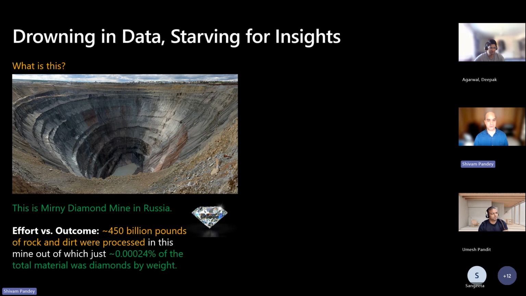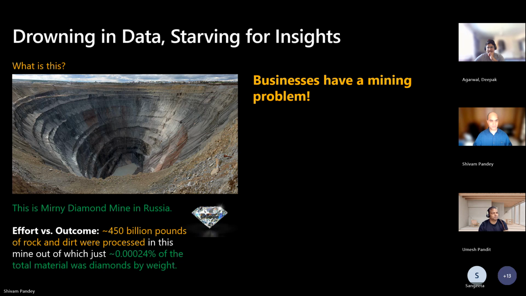So like 0.00024% of that weight was diamond. So they had to process so much rocks, dirts, etc., to produce a few diamonds, right? That are so valuable for the business, right? And so when we look at businesses across, every business has a mining problem, right?